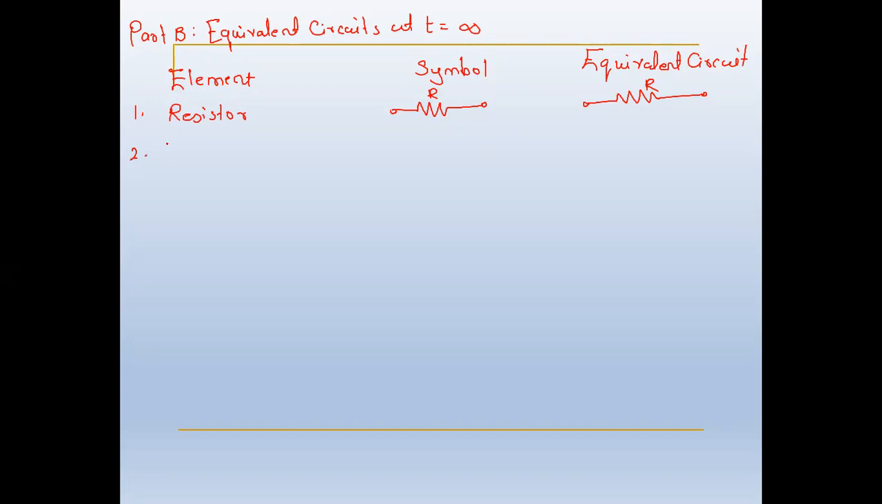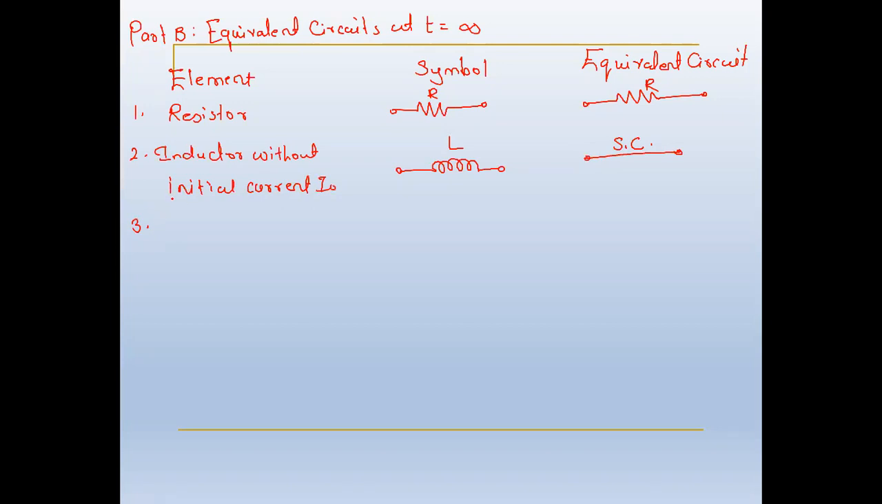Second point, inductor without initial current I0. So the inductor will be L. If no initial current is passing through the inductor, then it acts as a short circuit.